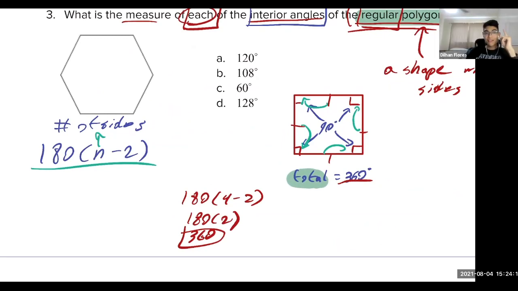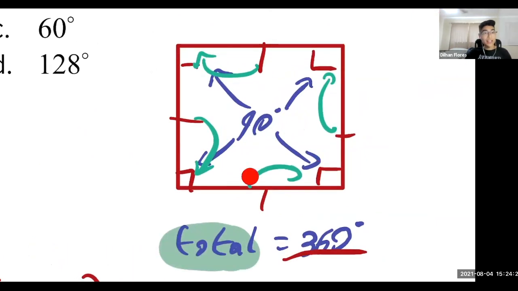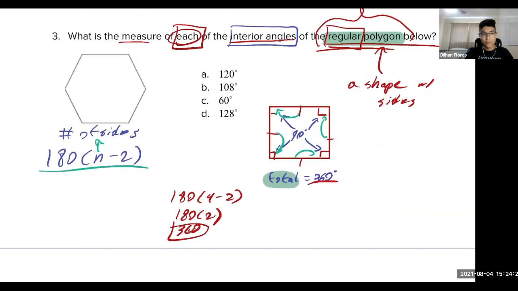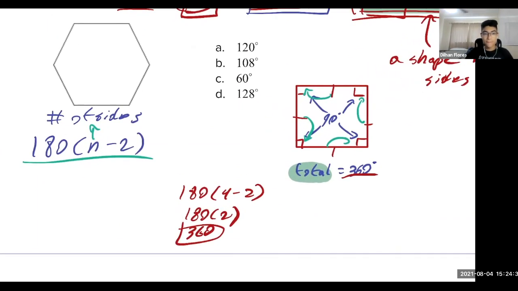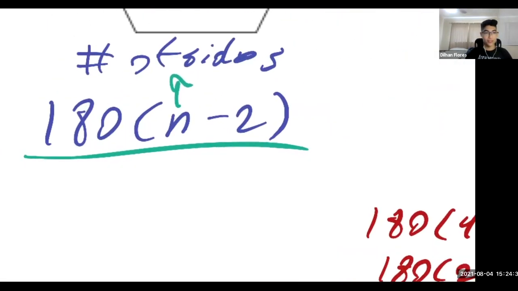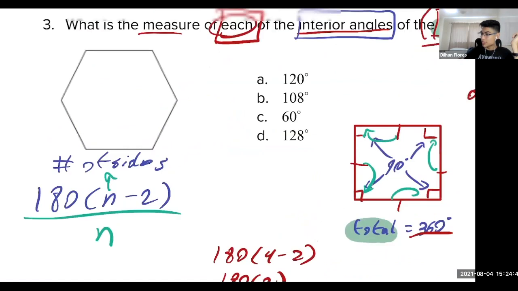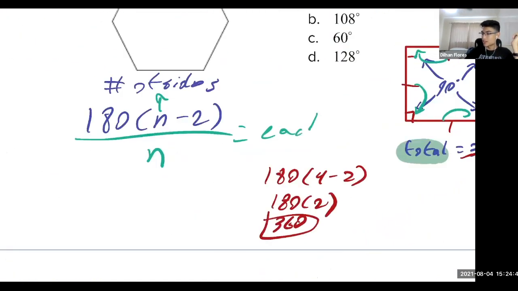So 360 is the total. That is what we're dividing if we have a square. We have the same amount of sides as we do angles. What is the variable we have for sides? Sophia, awesome. Mac, Michael, killing it. n. That's going to give you the measure of each angle.